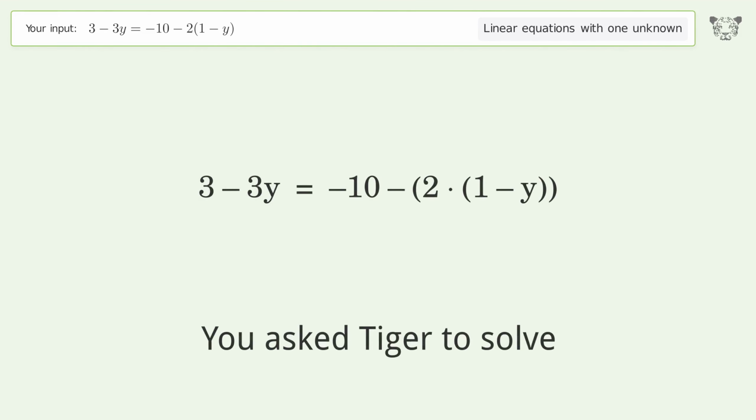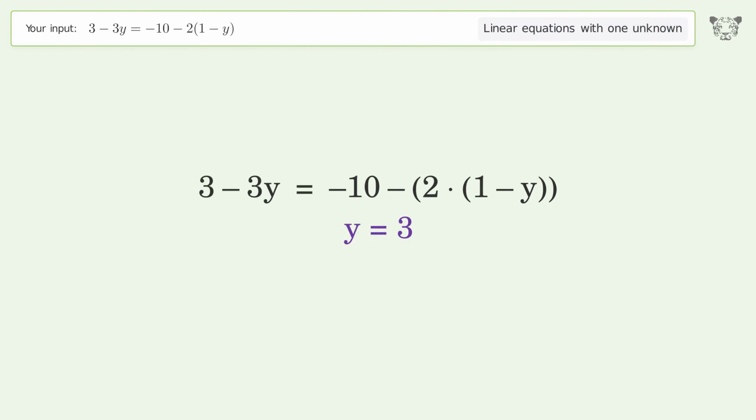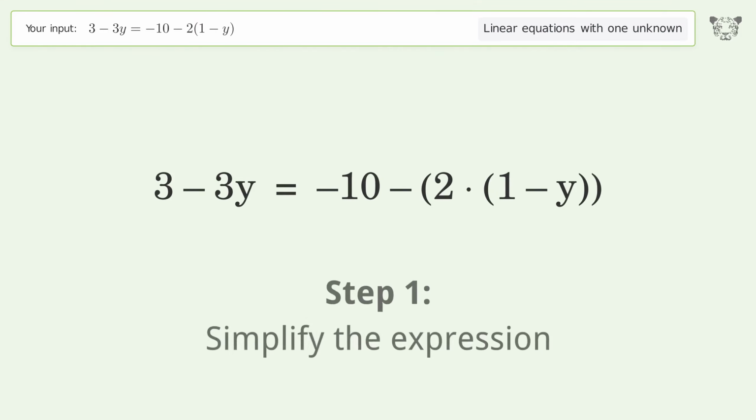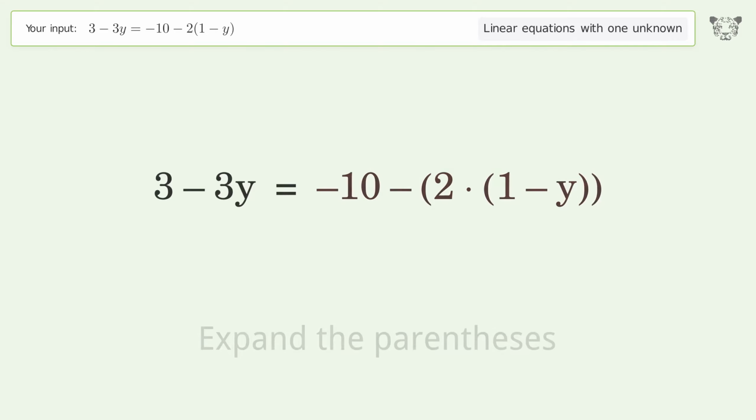You ask Tiger to solve. This deals with linear equations with one unknown. The final result is y equals 3. Let's solve it step by step. Simplify the expression. Expand the parentheses.